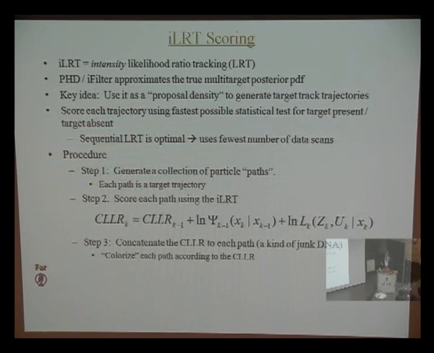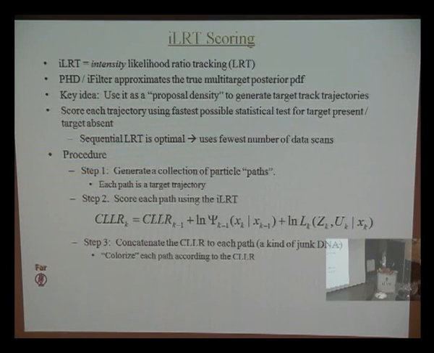Basically, what I said this morning is that the PHD, the I filter, approximates the true multi-target posterior PDF. It is an approximation. And the key idea here with the ILRT, the integrated or intensity likelihood ratio, is to take advantage of the fact that it's an approximation. Call it a proposal density.